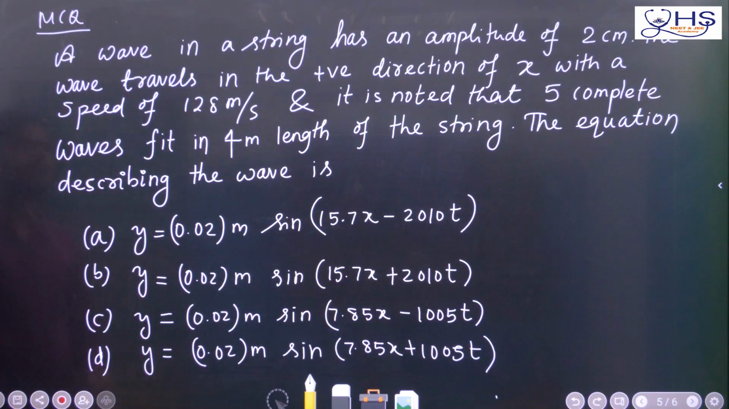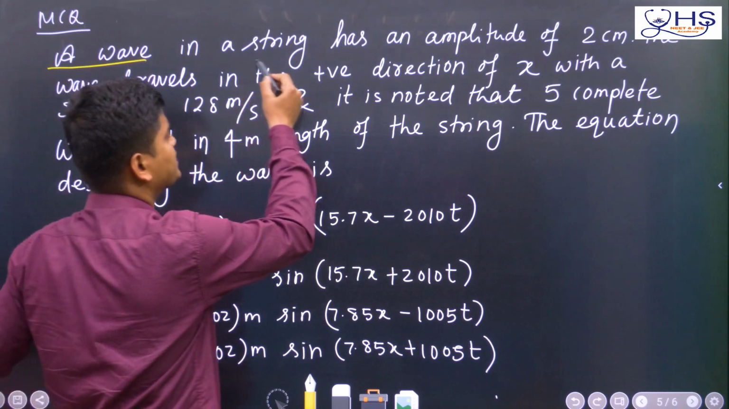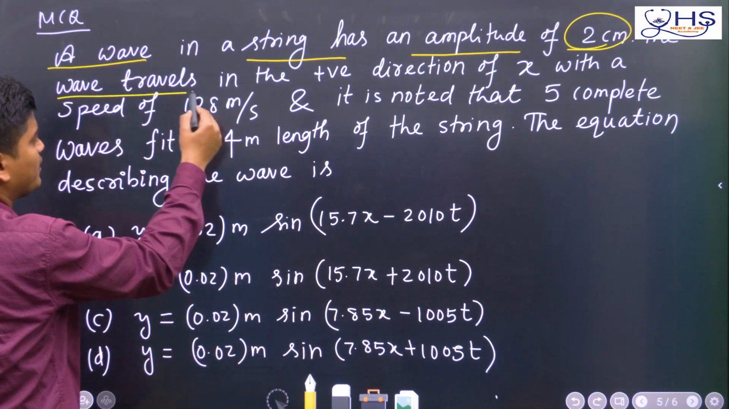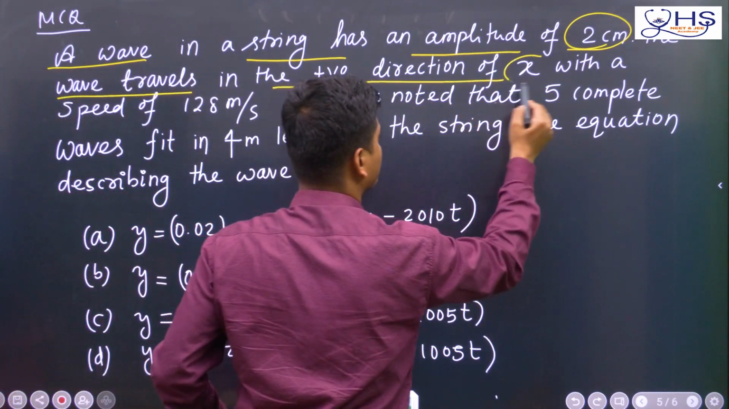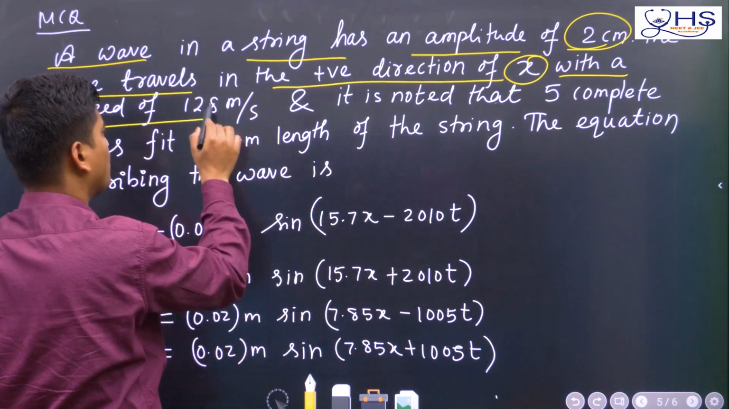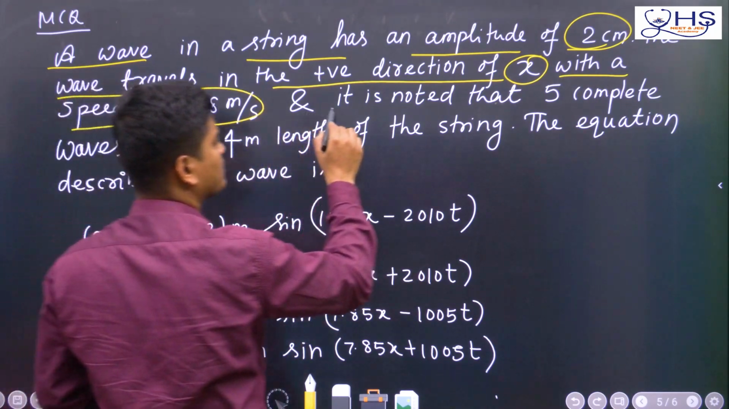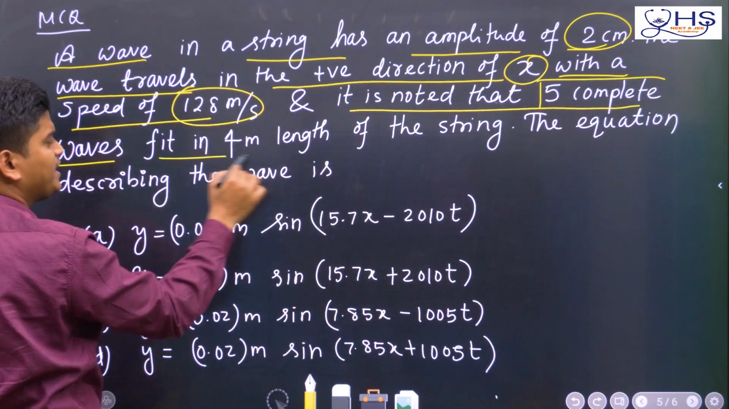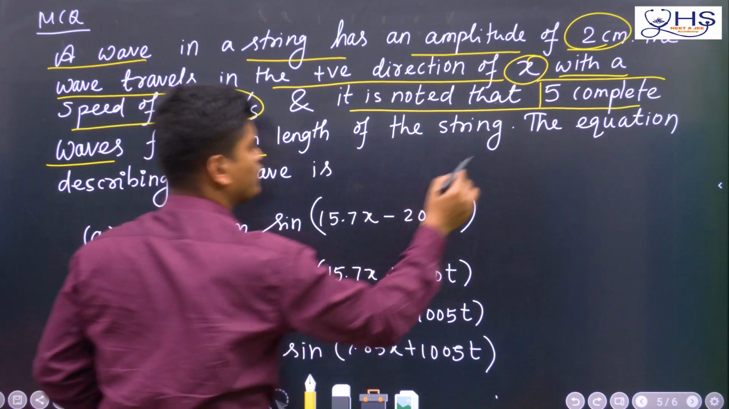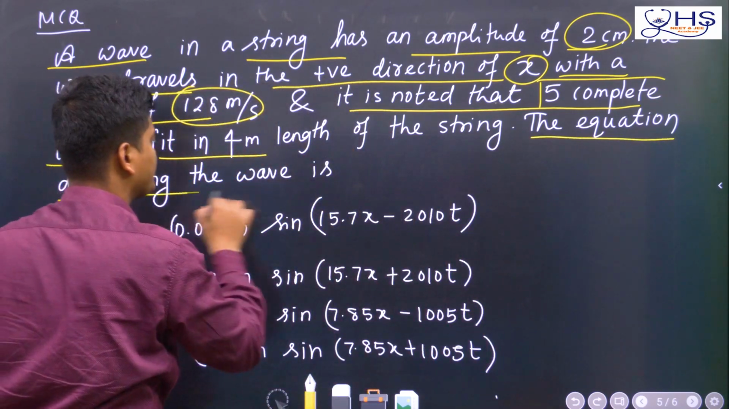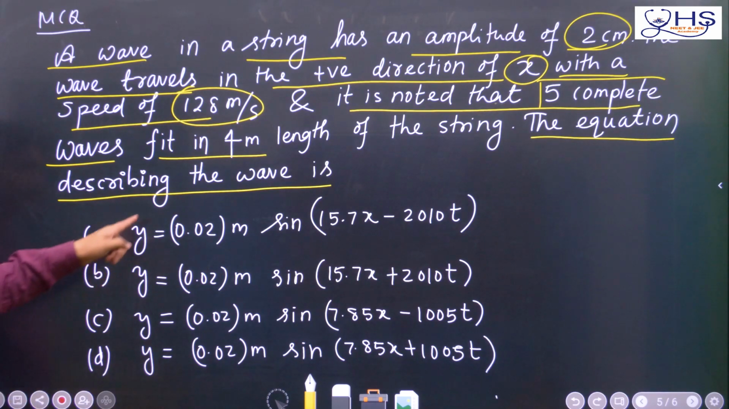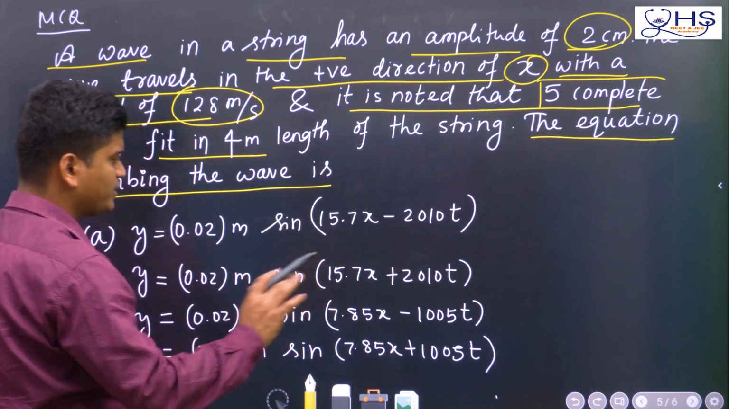So here they are telling a wave in a string has an amplitude of 2 centimeter. The wave travels in the positive direction of x with a speed of 128 meter per second. It is noted that 5 complete waves fit in 4 meter length. Now the equation describing the wave is how much? So here some options are given. For everything amplitude is same, so no need to do anything with amplitude. Everything is given as sine, no need to worry.